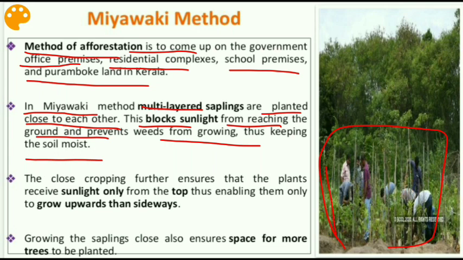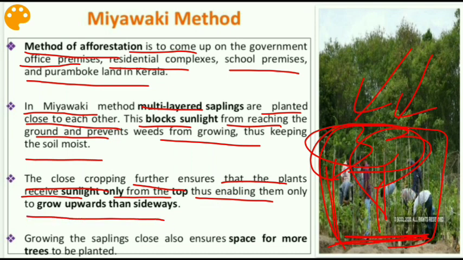See what will happen when the trees are closer. The incidence of sunlight would be very less, so that it won't reach the soil and it will act in a two beneficiary way. First of all, there will be less evaporation, and second, there will be less weed growth. The close cropping further ensures that the plants receive sunlight only from the top, thus enabling them to grow upwards rather than sideways. Growing the saplings close also ensures space for more trees to be planted.